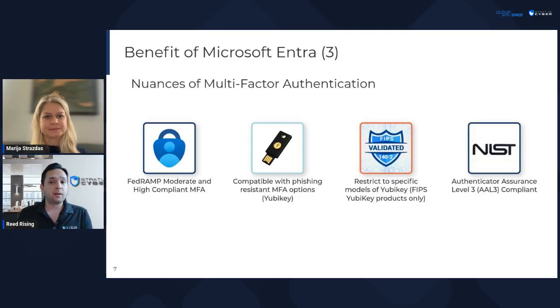The third key benefit of Entra, as it relates to FedRAMP compliance, is its capabilities surrounding multi-factor authentication. So Entra supports MFA configurations that are compliant with both the FedRAMP moderate and FedRAMP high baselines. Oh, okay. And what are the different, is there a low, moderate, high? What do we look at with FedRAMP?